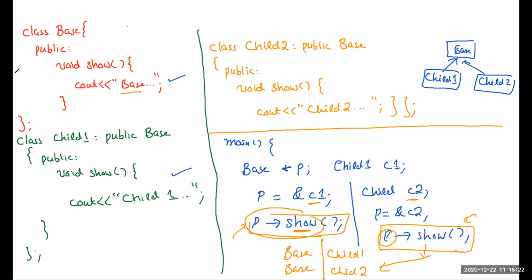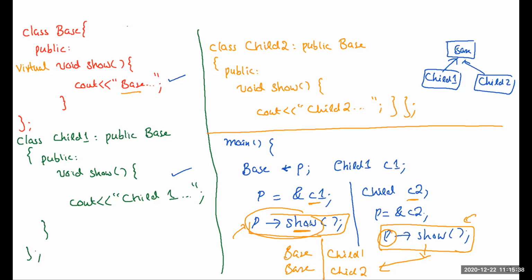There's a keyword called virtual. So you simply add the keyword virtual here, in the parent class, not in the child classes. So when you make this function virtual in the parent class, what will happen now?